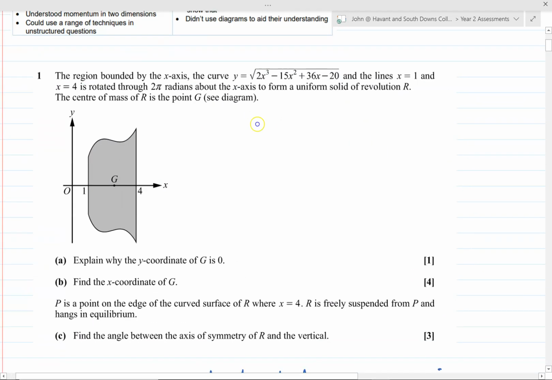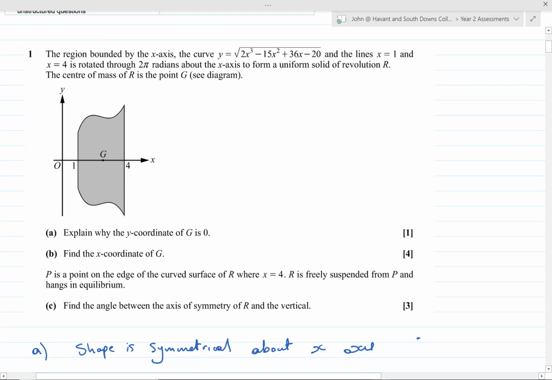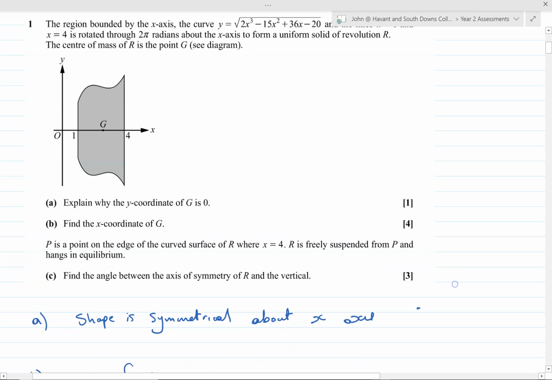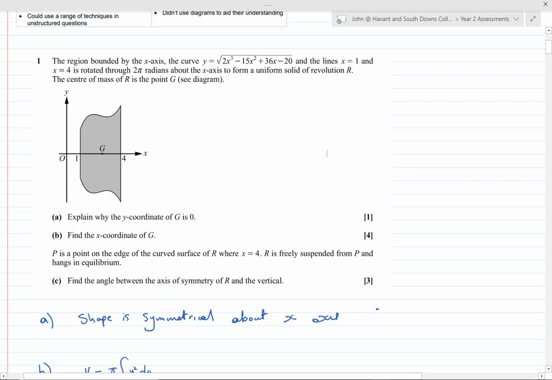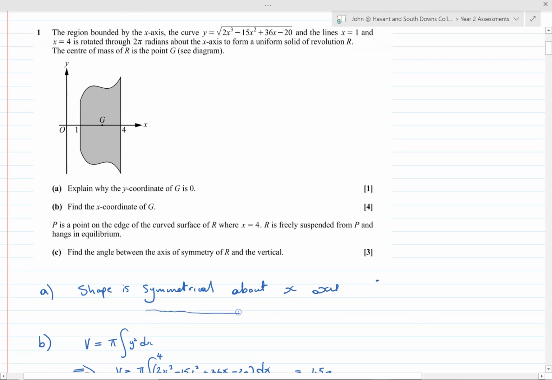So question 1 is a centres of mass question. You're basically using a standard formula, x bar times V is equal to the integral of all of the moments of the disk that you're doing. The first bit most people got right, about symmetrical. Apparently the examiners say some people wrote uniformly distributed, which they did not accept because that would imply it was cylindrical, or could be cylindrical, which it isn't. They didn't accept uniformly distributed, but symmetrical about the x-axis.